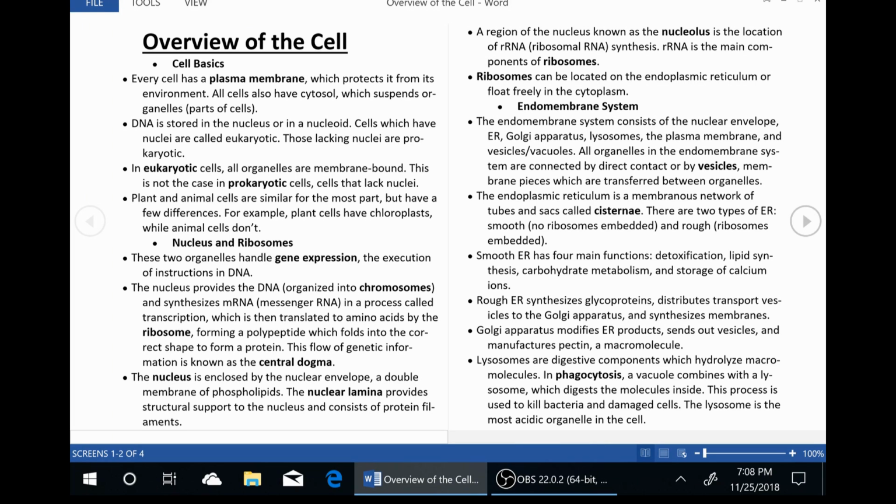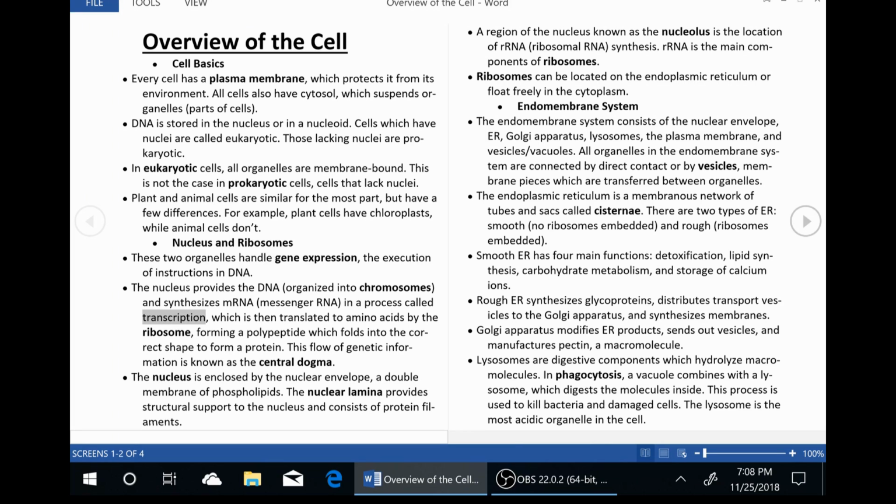These are grouped together for a really important reason. That's because these two organelles handle gene expression, the execution of the instructions in DNA. It's pretty obvious what role the nucleus provides, because the nucleus provides the DNA, which is organized into chromosomes and stored inside that nucleus, and it's going to synthesize mRNA, which stands for messenger RNA. This is synthesized through base pairing, which we'll cover later. The whole process of synthesizing this mRNA is known as transcription.